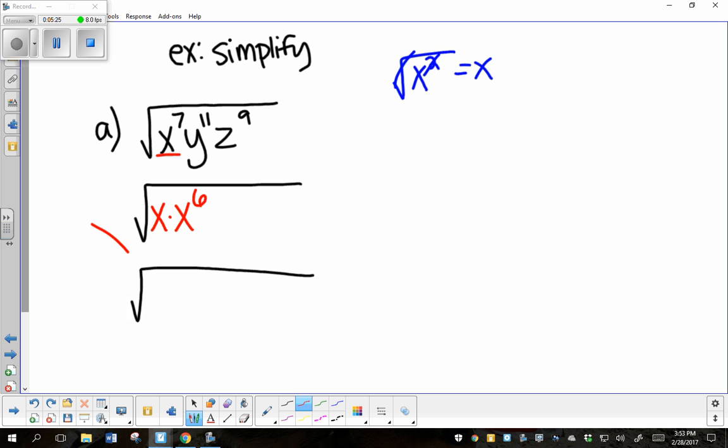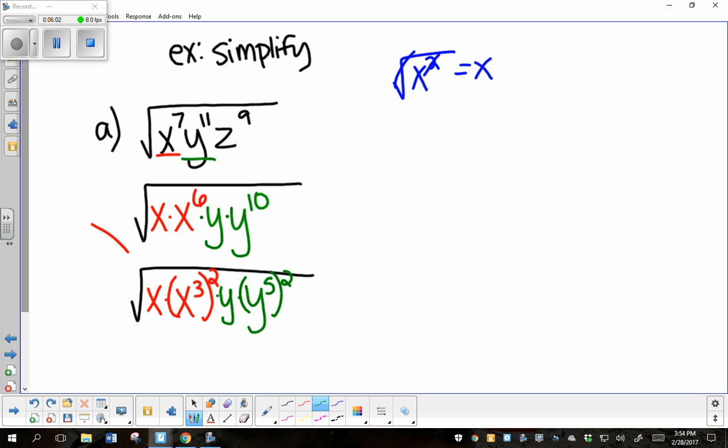I'm going to work on the other letters in just a second. I could write that as x times x cubed squared. So I broke the x to the 7 up into 2 factors, and then one of those factors I could make something squared. Let's do the same thing with the y. So y to the 11, I can't write that as something squared, but if I separate it out into y times y to the 10th, I can write y to the 10th as something squared. So I can write that as y times y to the 5th squared.